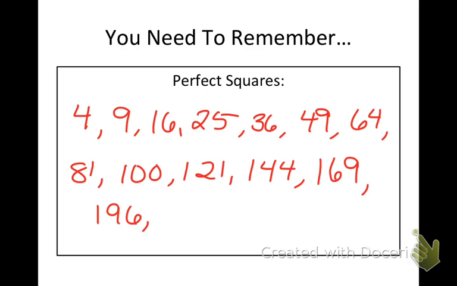15 squared? 225. 16 squared? I think it's 289? Or am I making that up? 16 squared, oh, I am. I always do that. I missed 256. 256, then 289 is 17 squared. Followed by 18 squared. I think it's 324.